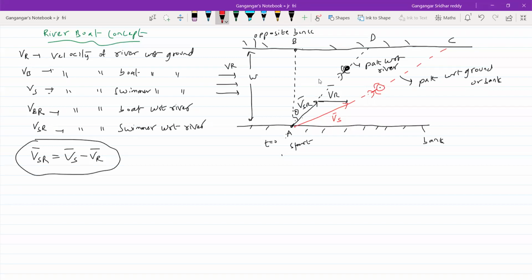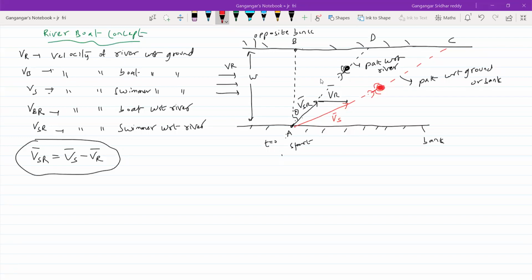The swimmer, what happened when he puts his head into the river, he feels he's moving along the path area. When he lifts his head and looks at the bank, he feels moving along AC. Why is that? Because the river current will push him.